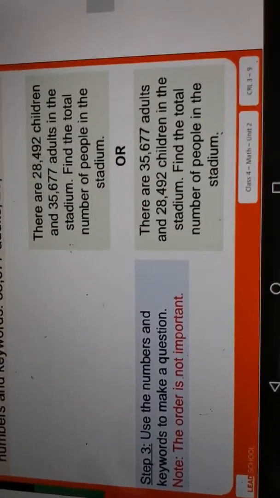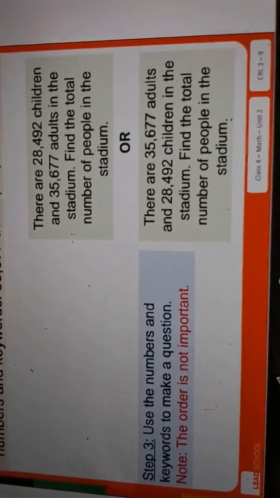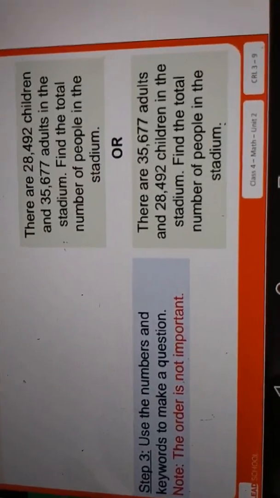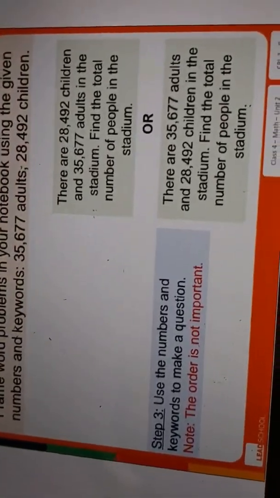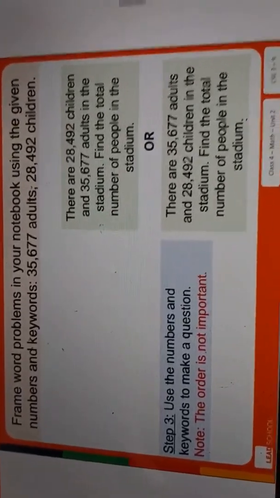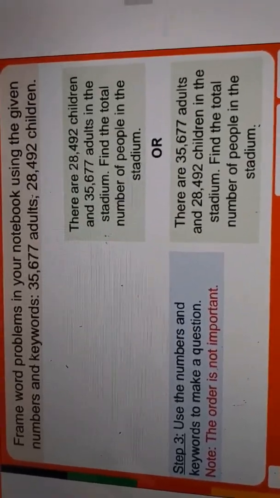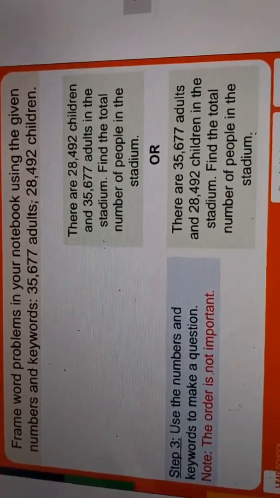Now here is a question same as the first, but in this we write like this: There are 35,677 adults and 28,492 children in a stadium. Find the total number of the people. The last sentence is the same. Okay. Then, students, our question is completed. So 3 steps we have to follow and then write the question. Okay, students, I'll give you 1 minute. You have to write this in your maths notebook.